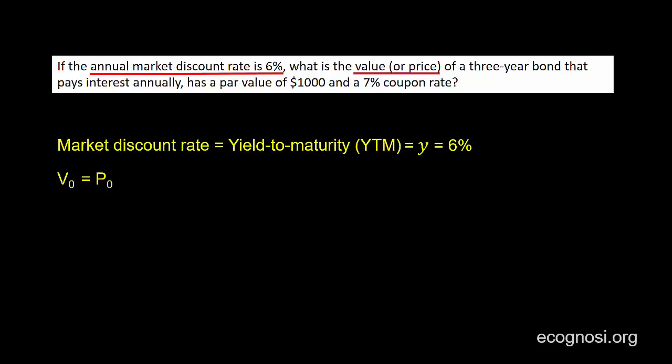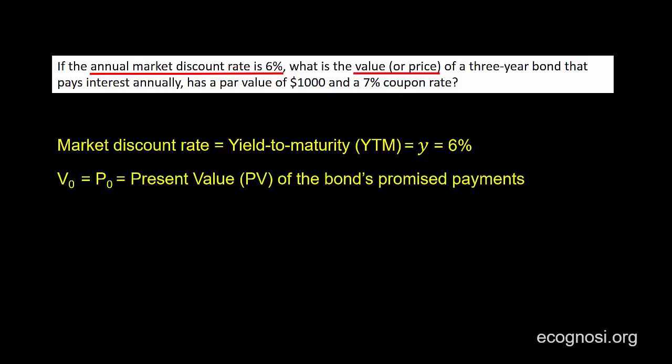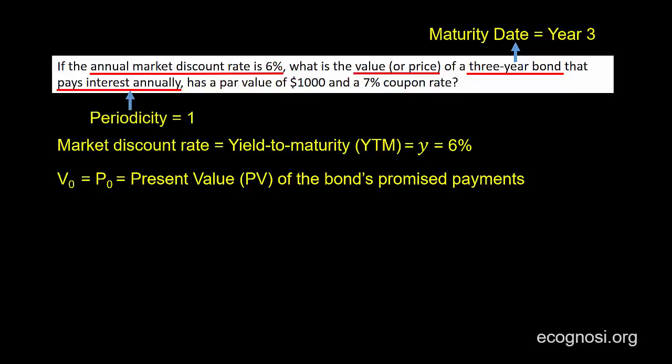We use the subscript 0 for time 0, and this value or price will equal the present value of the bond's promised payments, that is the coupon payments and the par value that we'll go through in a moment. This is a 3-year bond, so the maturity date is year 3, and it pays interest annually. To relate this with the bond features discussion, this is equivalent to saying that it has a periodicity of 1. The par value equals $1,000. The coupon rate is 7%.